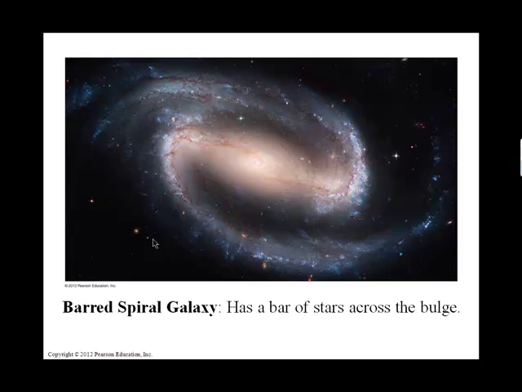Okay, so now this is a spiral galaxy called a barred spiral. And you'll notice what's different about it is, if you look for its bulge, its nuclear bulge, it is actually kind of elongated into a bar. And then it has two major spiral arms kind of extending from that bar. And we believe that the Milky Way galaxy is a type of barred spiral galaxy.